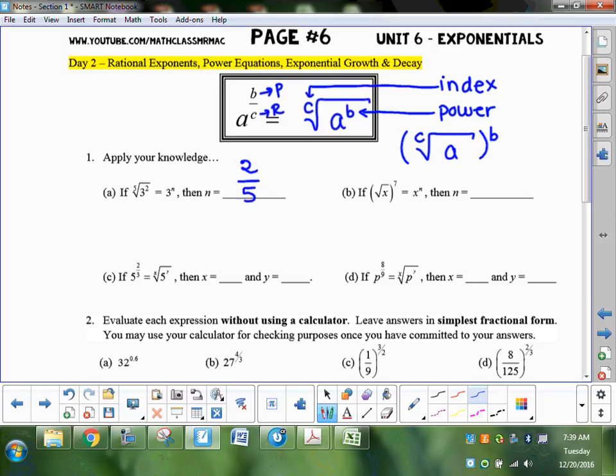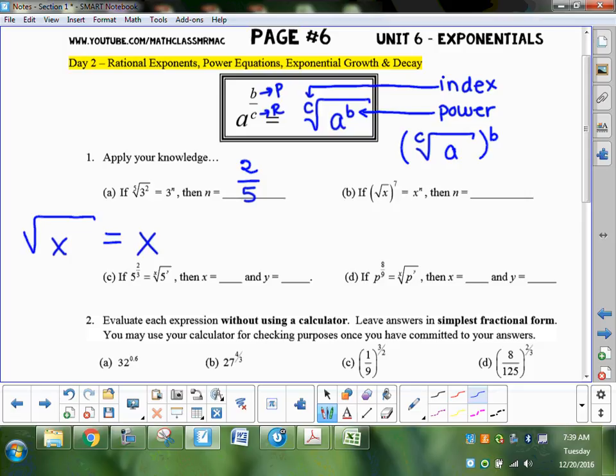Take a look at the next one. You need to understand this. If the exponent on a term is not filled in, who can tell me what is the implied exponent? 1. Now, if the index on your radical is not filled in, does anybody know what that's the same as? What's the index if it's not filled in? We've got 2 people. Tyler? 2.